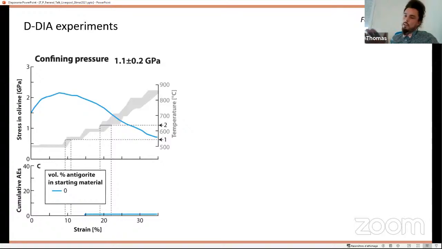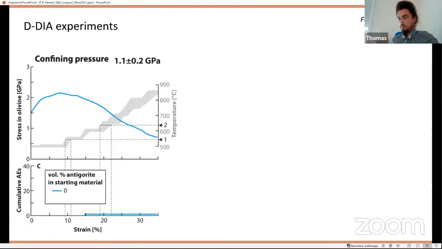So when you have only olivine, you see that you increase the stress when you increase the strain, which is what you expect. And then when you start to increase the temperature in gray here, you start to release the stress slowly, which is the normal expected thermal relaxation.